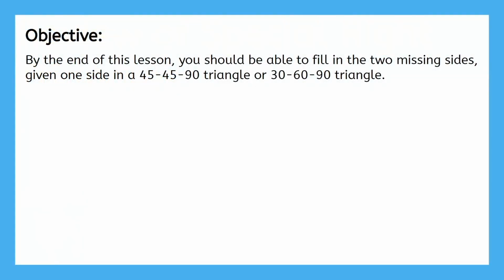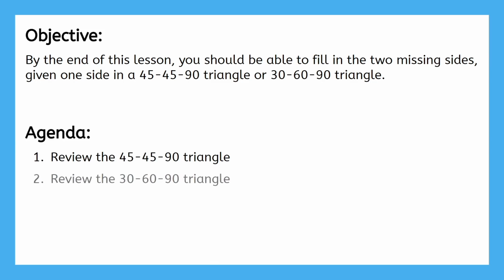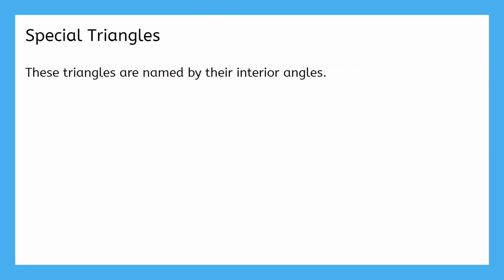By the end of this lesson, you should be able to fill in the two missing sides given one side in a 45-45-90 triangle or a 30-60-90 triangle. First, we'll review the 45-45-90 triangle, and then we'll review the 30-60-90 triangle. These special triangles are so special that they get special treatment. They're named by their interior angles.